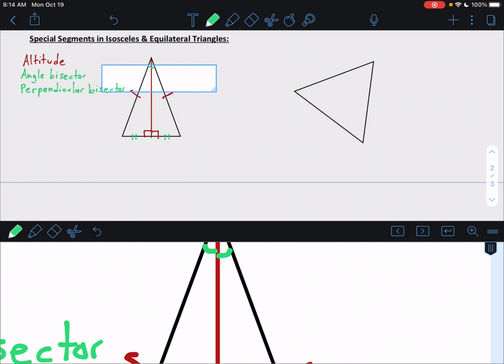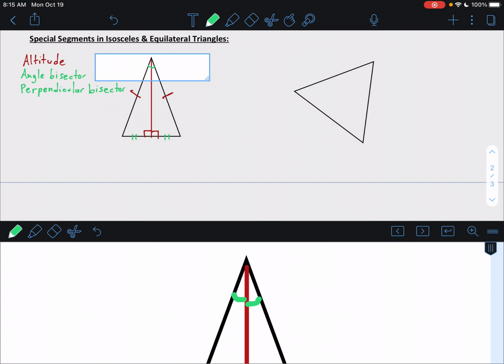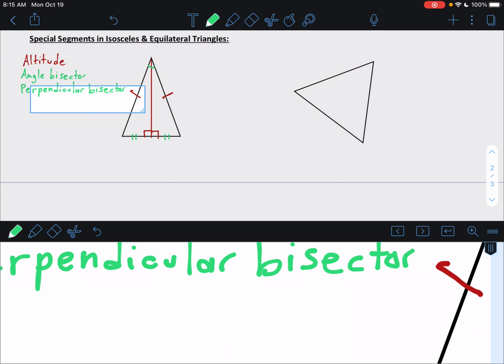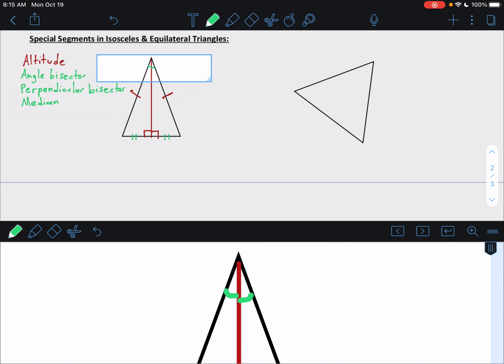And finally, since it splits this into two congruent segments, and since it goes through the vertex point, that means that it is also a median. So on an isosceles triangle, if it goes through the vertex angle, then it is all 4. If it doesn't go through the vertex angle, then you'd have to go through the process.